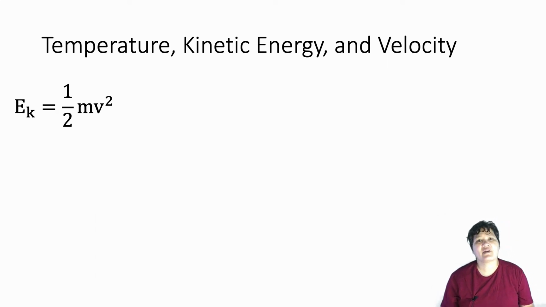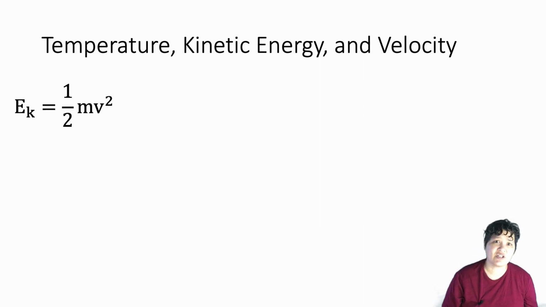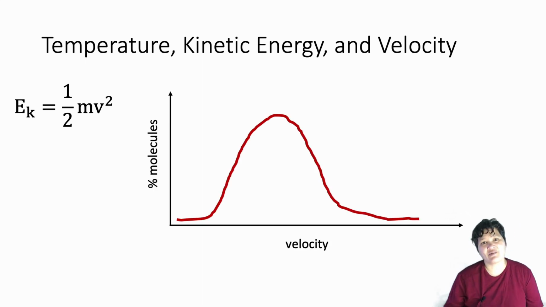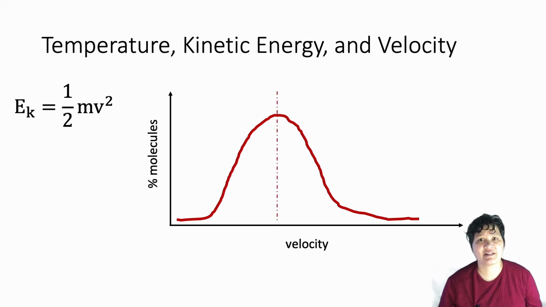Now, just because you have an average kinetic energy at a given temperature, that does not mean that all the molecules in the system have the same kinetic energy. It's the average kinetic energy, right? So it's actually more like a Gaussian curve. And for a particular temperature, that Gaussian curve of energies translates into a range of velocities as well.